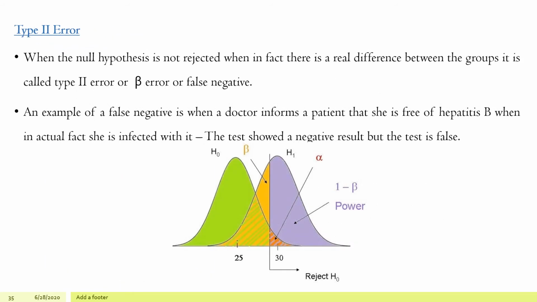Type 2 error is when the null hypothesis is not rejected when in fact there is a real difference between the groups. It is called type 2 error, beta error, or false negative error. An example of a false negative is when a doctor informs a patient that she is free of hepatitis B when actually she is infected with it. The result showed negative, but the test is false.